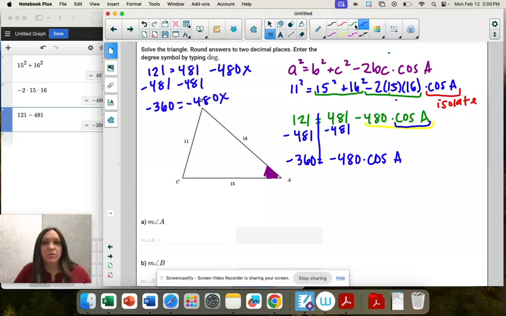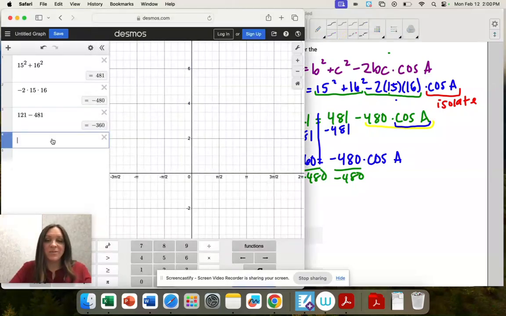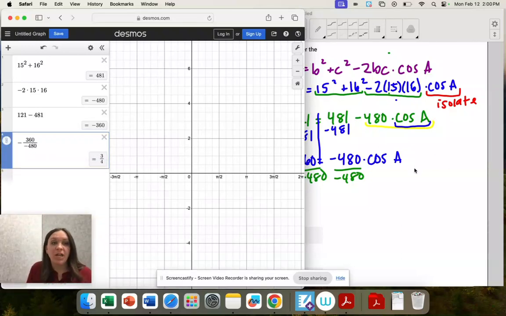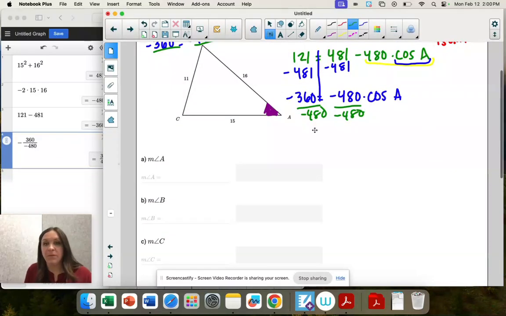Now what would you do? You know how to solve these. You would divide both sides by negative 480, right? And that would get x by itself. But we're not done there. Negative 360 divided by negative 480 is 3/4, or 0.75. You can leave it however you want. I'm going to do 3/4.